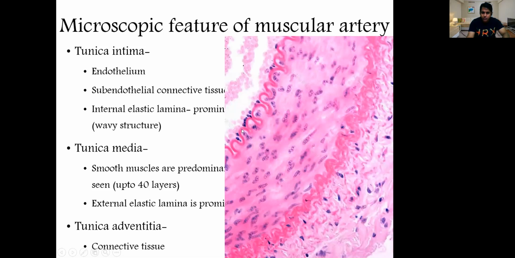This wavy structure that you can see is the internal elastic lamina, and here you can see the smooth muscle cells, and this one is the external elastic lamina, and this one is the tunica adventitia. This is the luminal side of the vessel, and you can see the blood cells within this. These are the RBCs.